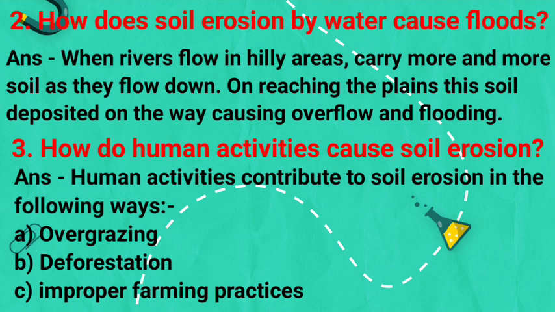3. How do human activities cause soil erosion? Answer. Human activities contribute to soil erosion in the following ways: A. Overgrazing. B. Deforestation. C. Improper farming practices.